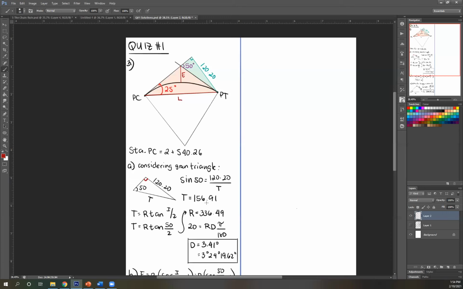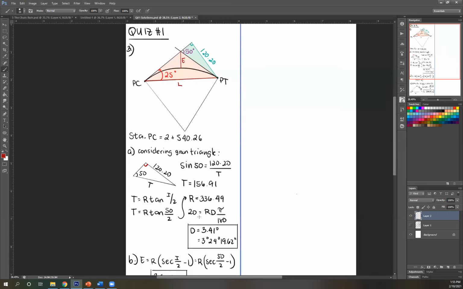Right now, I know T. Remember, the equation for tangent is R tangent I over 2. So 156.91 equals R tangent, again I is 50, so 50 over 2. I can solve for R now. So R equals 336.49. And now I can solve for D.